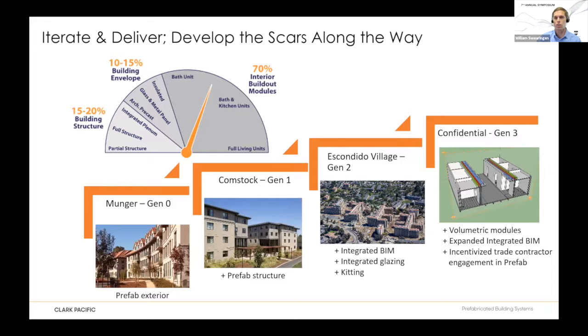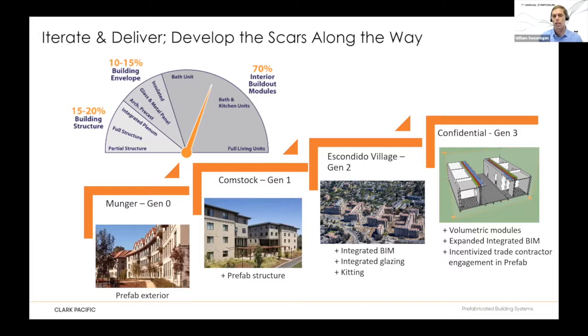So the key here, as you see the title, is our ability as a company to iterate and deliver. Each one of these steps required us to go through that whole chain that I mentioned before of how we integrate our teams, how we set up our production model, and understand how we are going to deliver that project at the schedule and cost that was set out along the way.